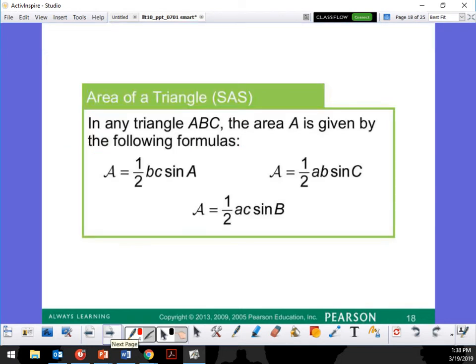Now, area of a triangle. This only works when I have SAS, side angle side. Where does the angle have to be in SAS? Between the two sides, touching both sides. That's the only time I can do the area, and it depends on what information is given to me. So whenever you see something like this, draw the triangle and see where everything goes, because if it's not side angle side, it's not going to work.